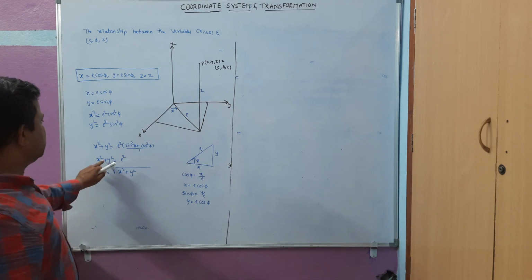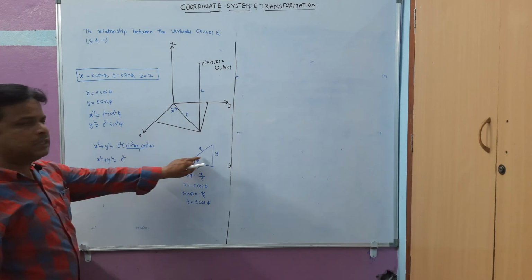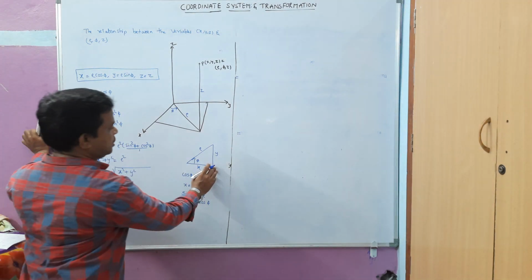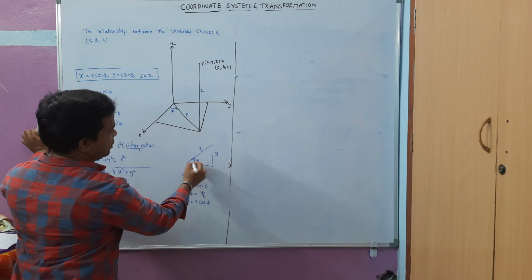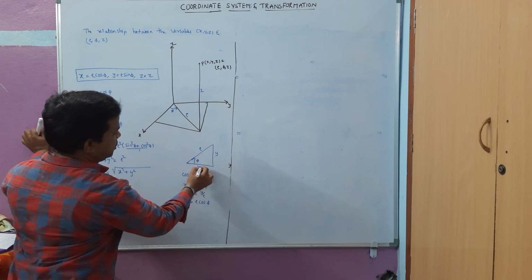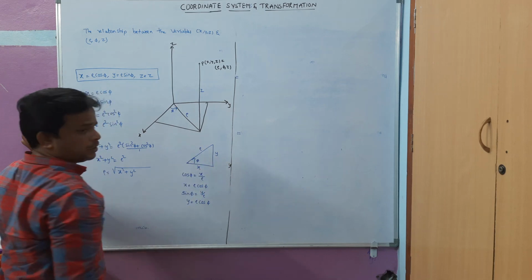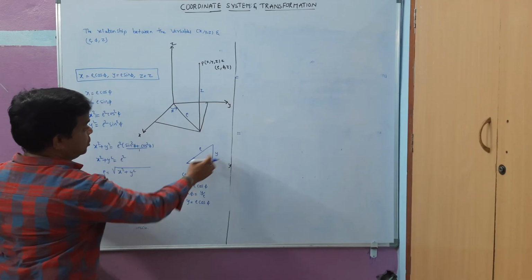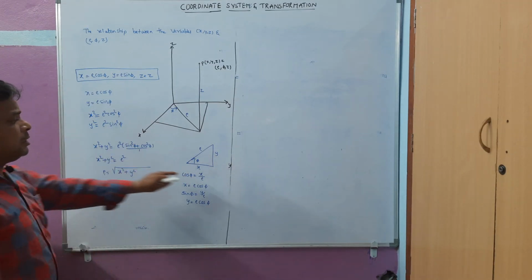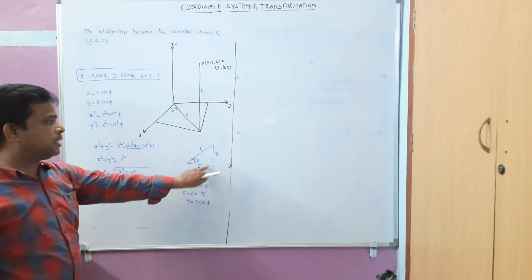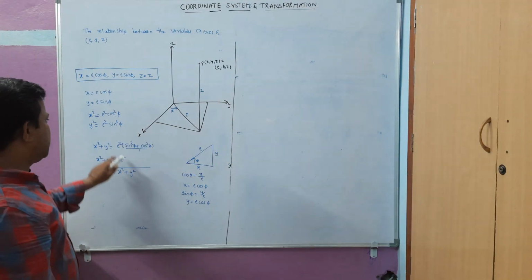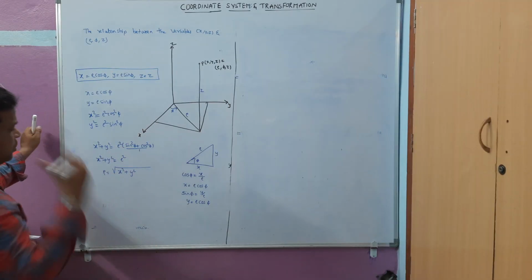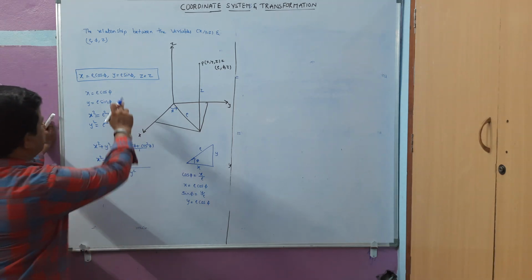This relation we can also get by using the Pythagoras rule: hypotenuse square is equal to the sum of the squares of the two sides, so x square plus y square is equal to rho square. We have two ways to get it. Now let us find phi.